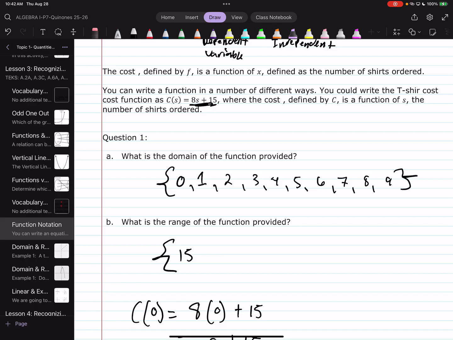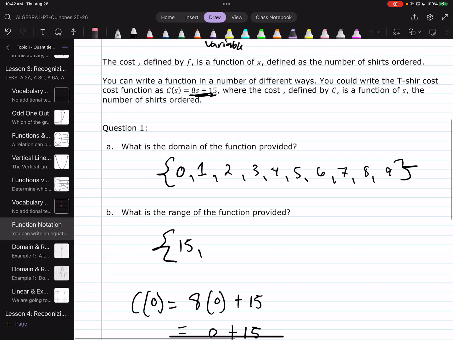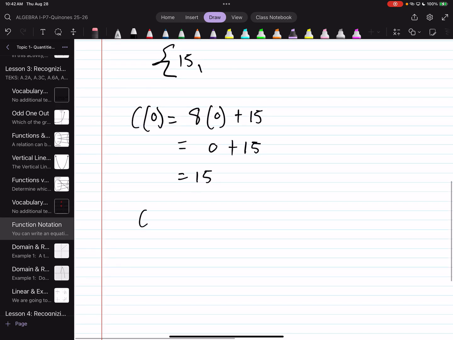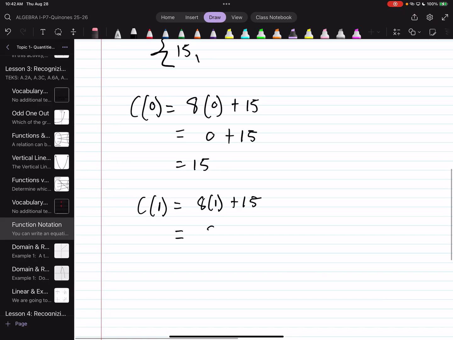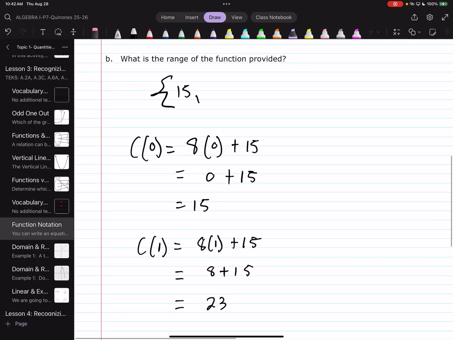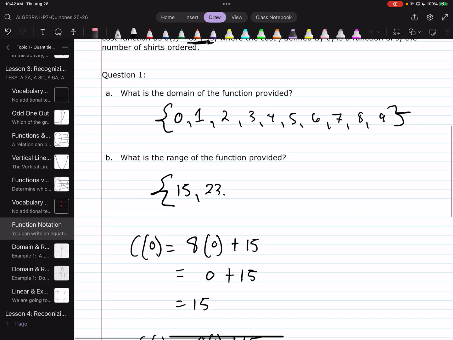Okay, so I make 1 shirt now. The cost of 1 shirt is 8 times the 1 shirt to make plus $15. So this is 8 plus 15, which is equal to what? 23. So what am I doing? From 15 to 23, I only added 8. So can we continue that pattern? Yes, we can. What's the next one?